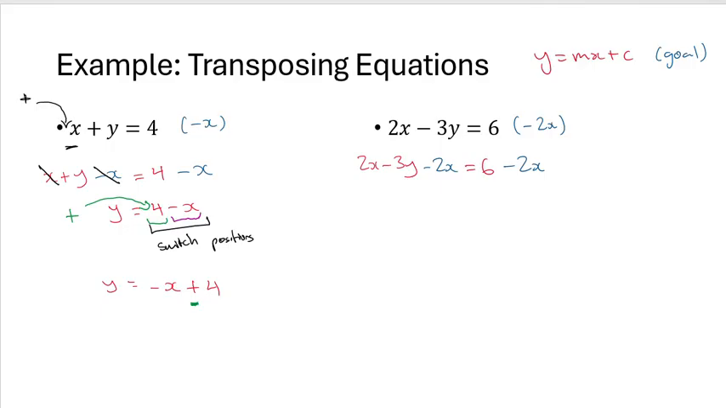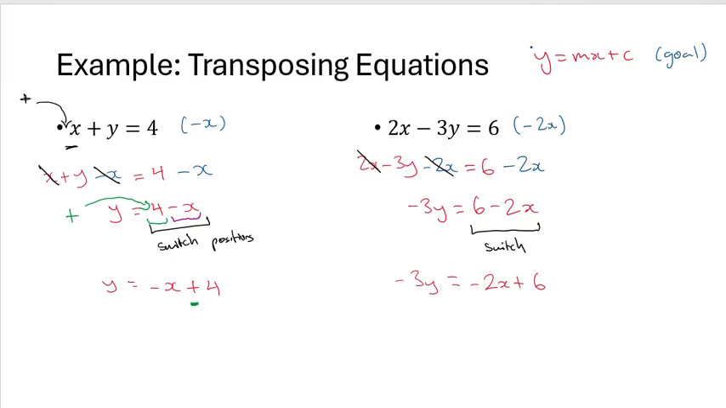Now when that happens, on the left hand side, the 2x disappears. So what I'm left with on the left hand side is negative 3y. And then I have 6 minus 2x right here. Now we're just going to do the same thing. Let's just switch positions between the c and the mx values. So switch. We end up getting negative 3y equals negative 2x plus 6.